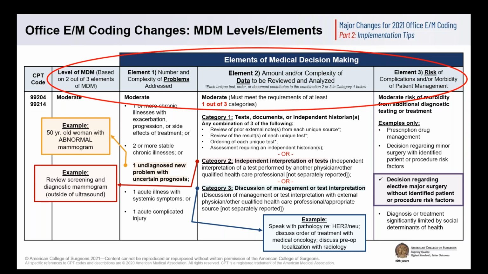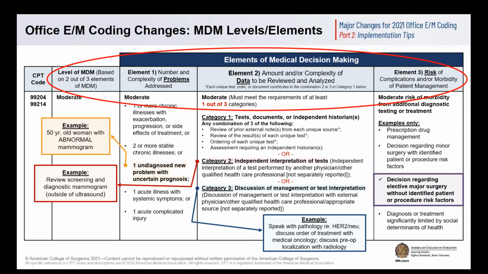Your level of medical decision-making is based on 2 out of the 3 elements, and that's the most important thing to remember. Although there are 3 elements that we're going to be discussing, in order to meet criteria for a given level of medical decision-making, in this case moderate, you only need to meet 2 of the 3 elements. Across the top line, you see element number 1, which is number and complexity of problems addressed.